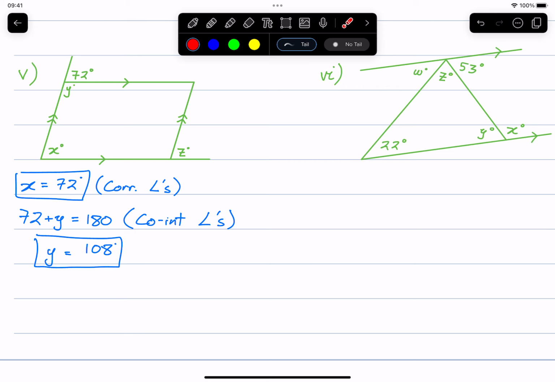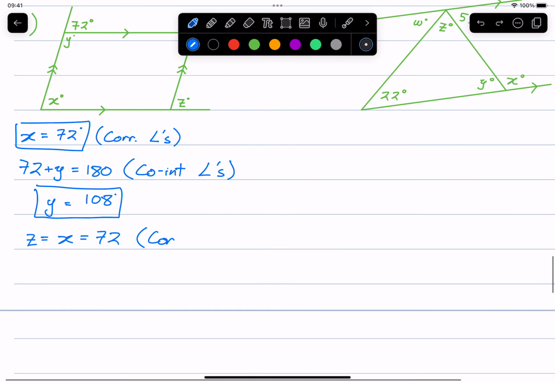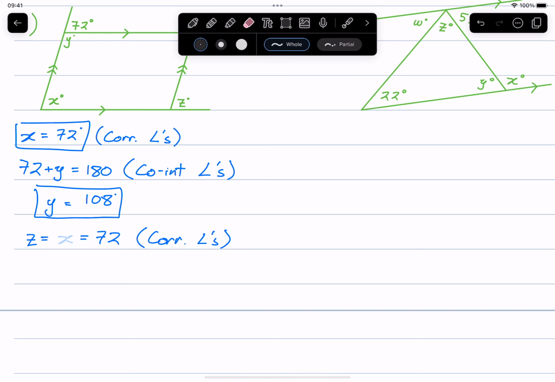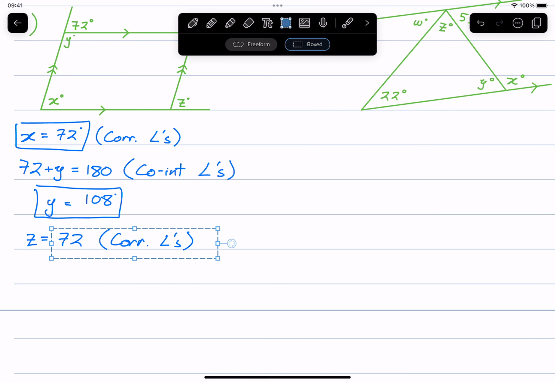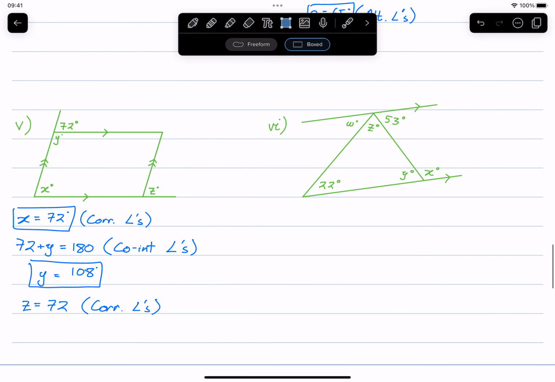And for this, I hope you can see for the last one, there's going to be an F shape going sidewards like this. So as you can see, X and Z are equal to each other. So that means Z must equal X, which must equal 72 degrees. That is because they are corresponding angles. For this, I'm just going to remove the X like this and just say Z is 72 degrees. All right, last one.